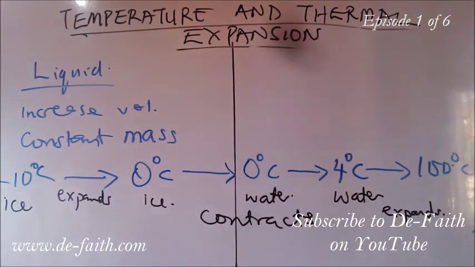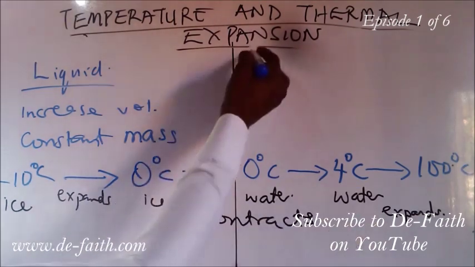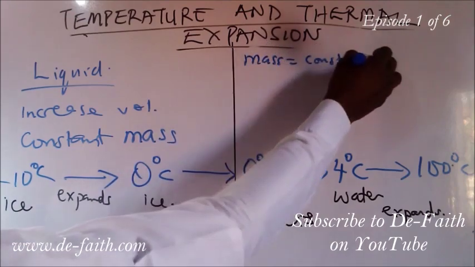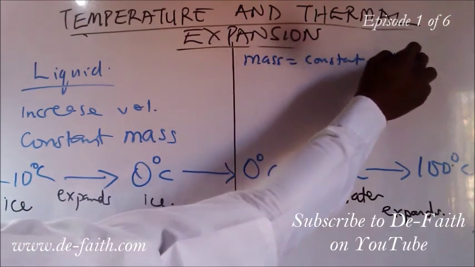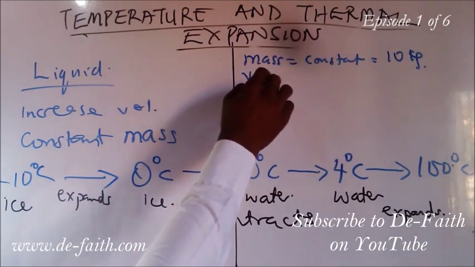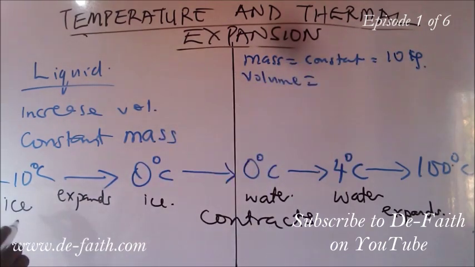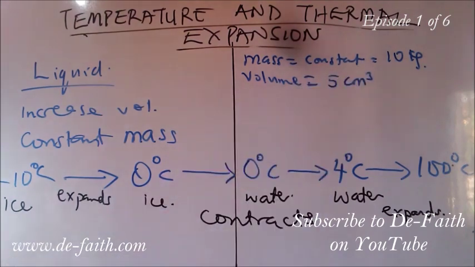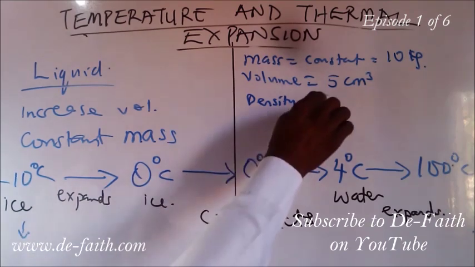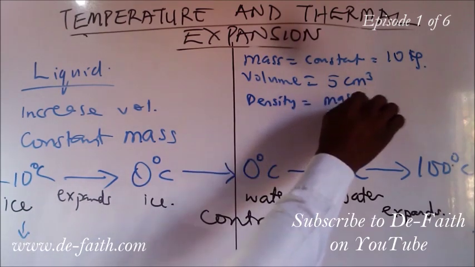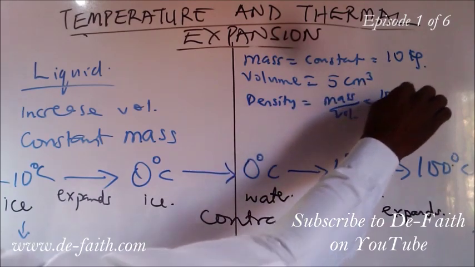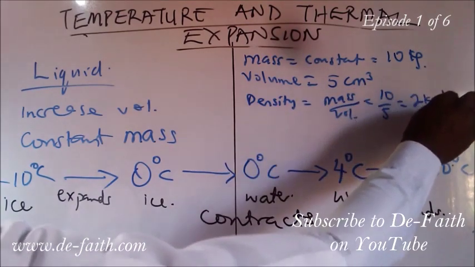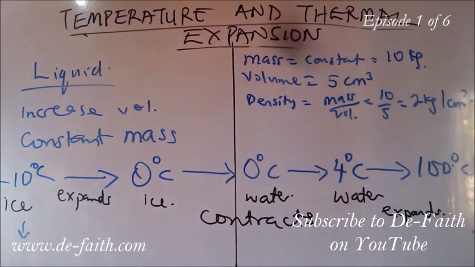Now, from this pathway on this board, if the mass is constant, let's take the mass to be 10 kilogram, and then the volume varies. So let's say that initially it was 5 cm cubed. So the density at this temperature is going to be mass over volume. So we'll have 10 over 5, that is 2 kilogram per cm cubed. That will be the density.